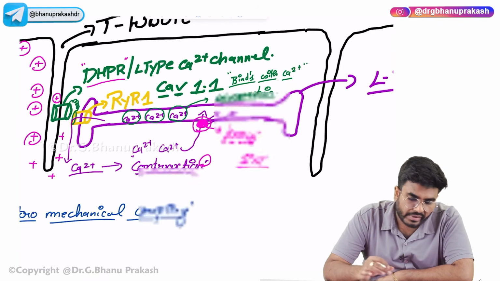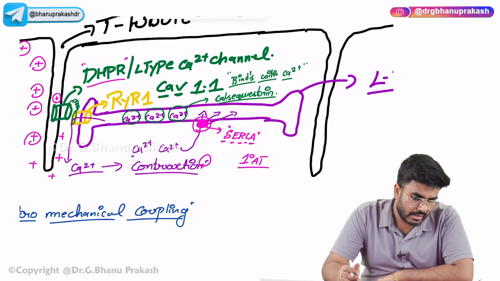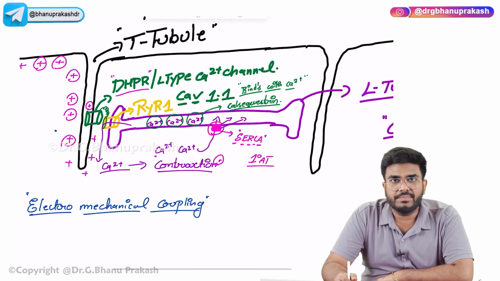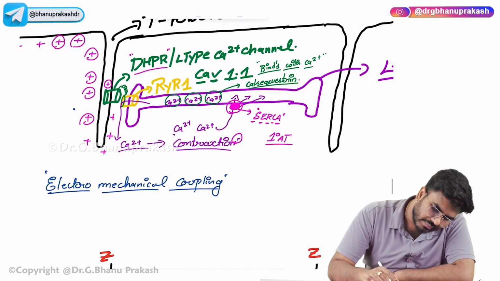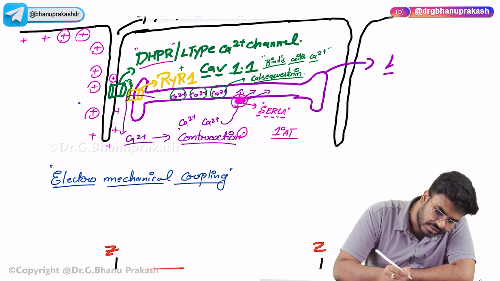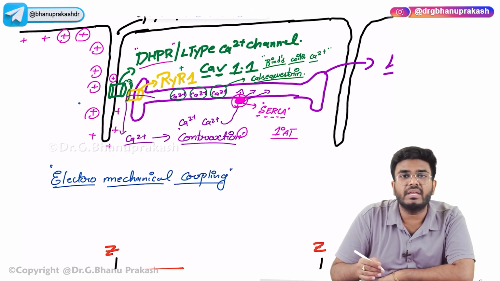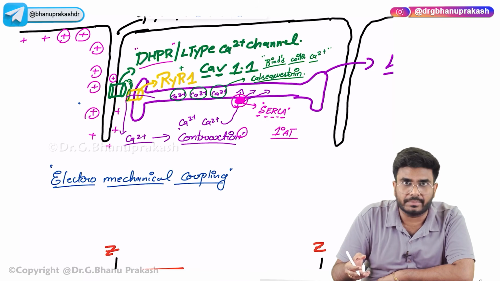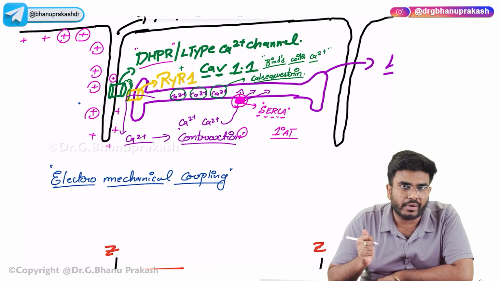Where are RYR channels present? RYR type 1 is present on the L tubule. Where are DHPR channels present? DHPR channels are present on the T tubule. Now, one of the MCQs which I want you to know is, if this RYR channel is overacting, if it is open for a long amount of time, that's going to cause more release of calcium, and more muscles will be contracted.